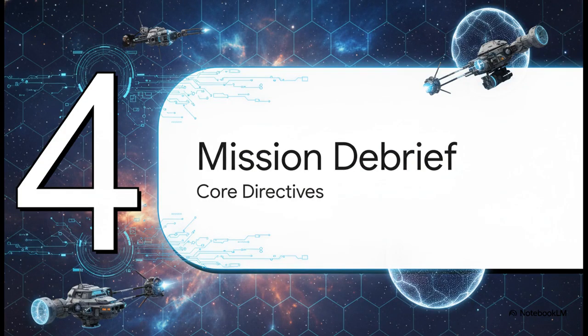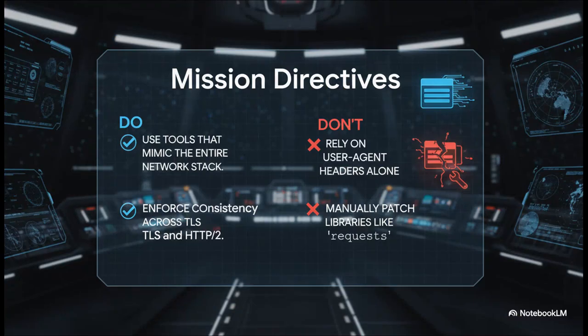So our mission was a success. We found the invisible wall and we flew right through it. Now let's do a quick debrief and lay out the core directives for all of our future missions just to make sure we don't run into this problem again. So, the most important takeaway is this. Stop focusing only on headers. The user agent is the last thing they check, not the first.